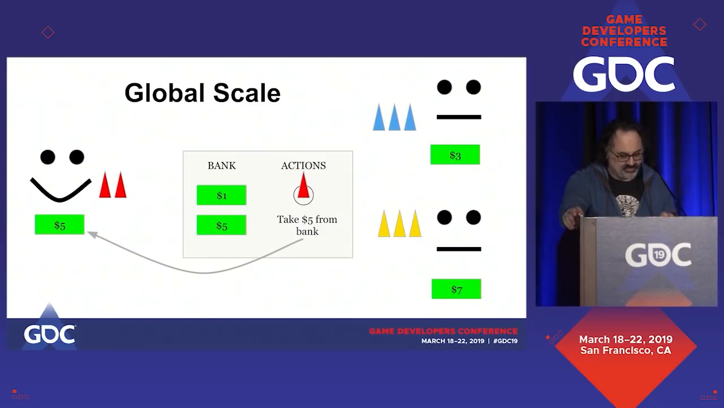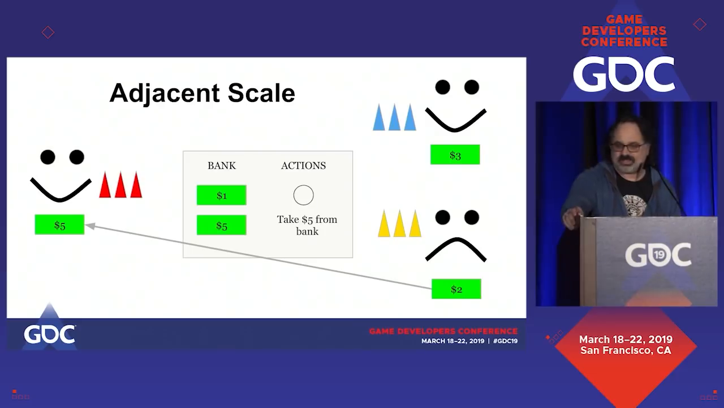And the third one is adjacent. Maybe there's a way that I can take $5 directly from someone else. So in this case, I've done just that, and the poor yellow player is down $5. I am up $5, and blue is completely unaffected. So again, you're going to see that this is either the trading or the take that model that we've seen in other games.